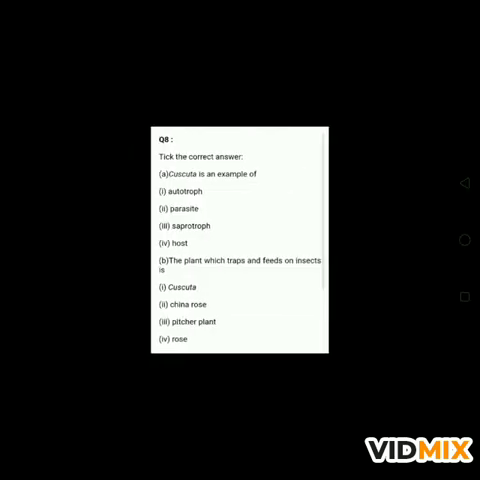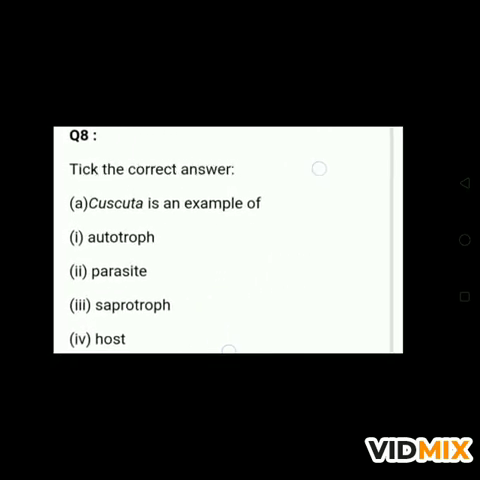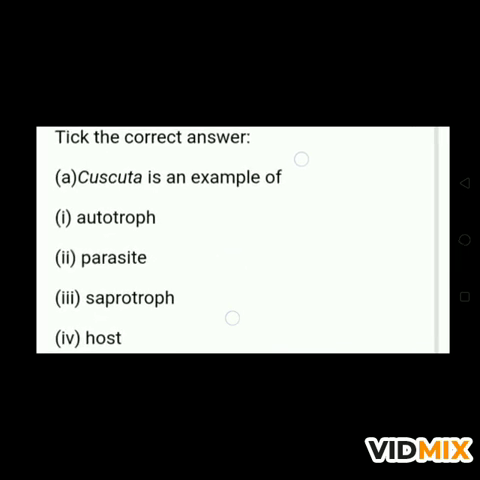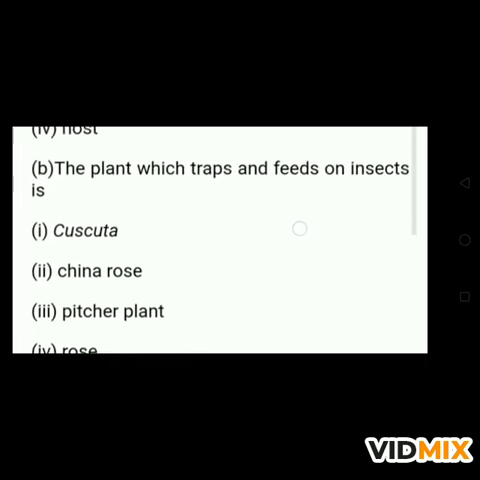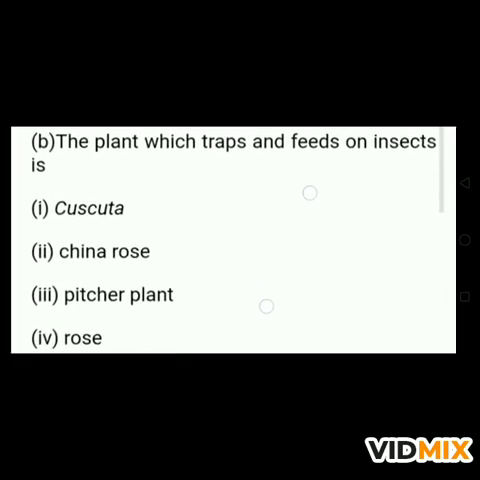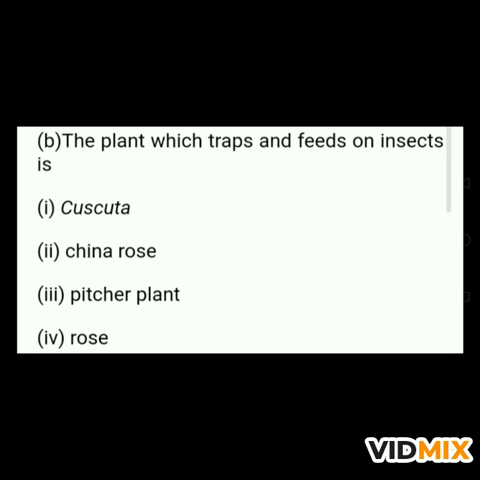Now moving on to question number 8. Tick the correct answer. First one: Cuscuta is an example of, first option autotroph, second parasite, third saprotroph, and fourth host. So the answer of this question is what? Parasite. Moving on to B part, the plant which traps and feeds on insects is, first one Cuscuta, second China rose, third pitcher plant, fourth rose. So the answer of this question is pitcher plant.